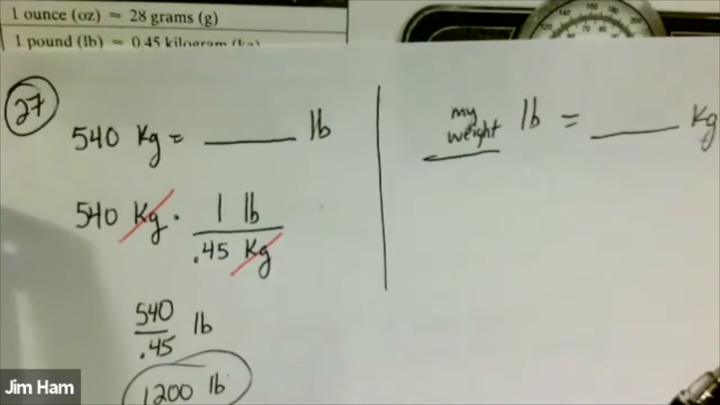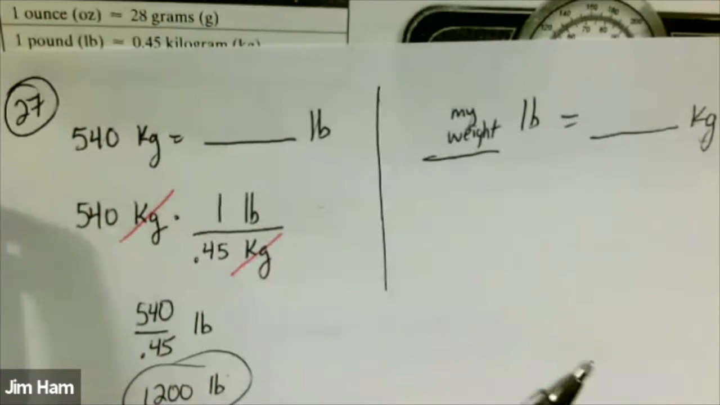So people in other countries are worried about their weight as well. But when they report their weight, they're going to say, well, I only weigh like 50, or I only weigh 75. And their unit is kilograms.